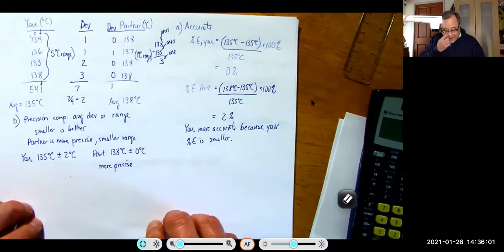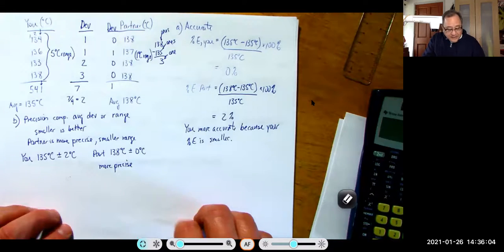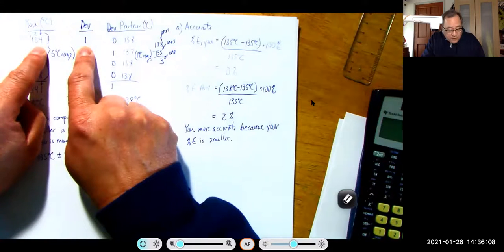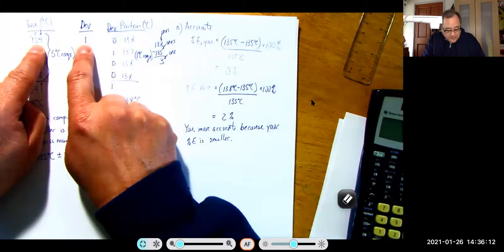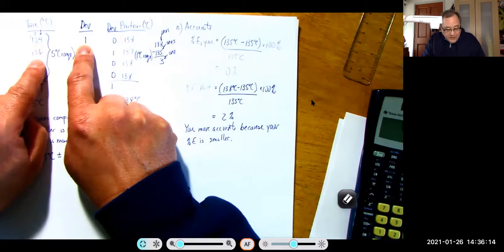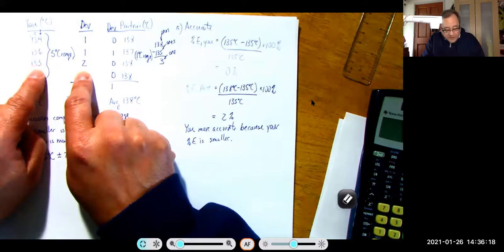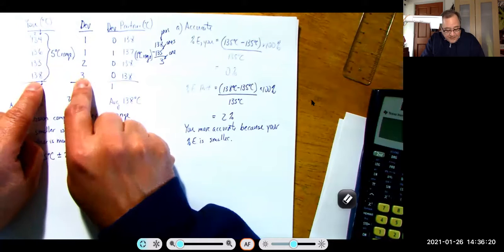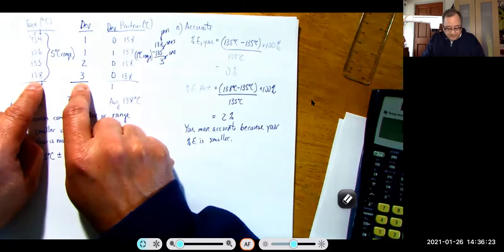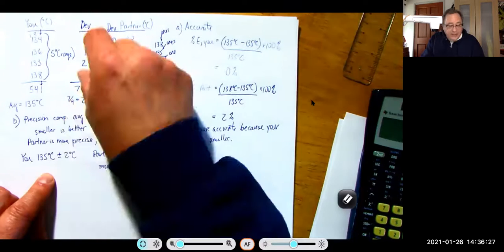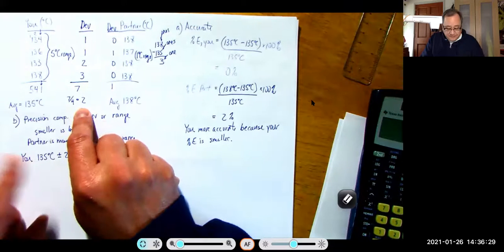To calculate the average deviation, you calculate the deviation of your value from the average. So 135 is the average, 134 is this value, the difference is 1, or the deviation. Here the deviation is 1. Here the deviation is 2, 135 and 133. And here the deviation is 3. If we add these numbers up, we get 7 divided by 4 values. The average deviation is 2.